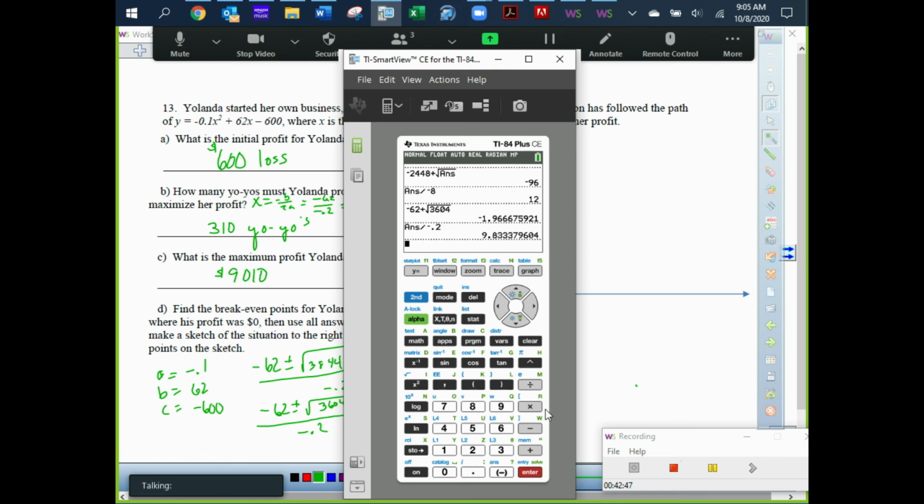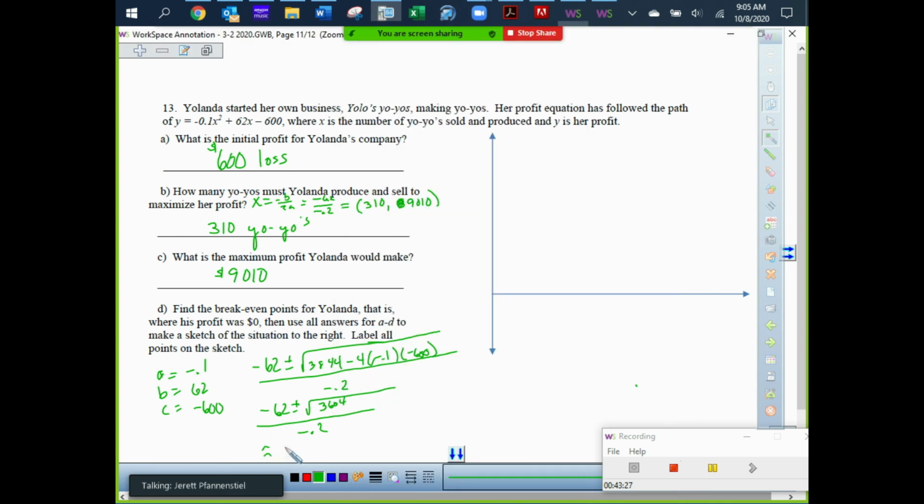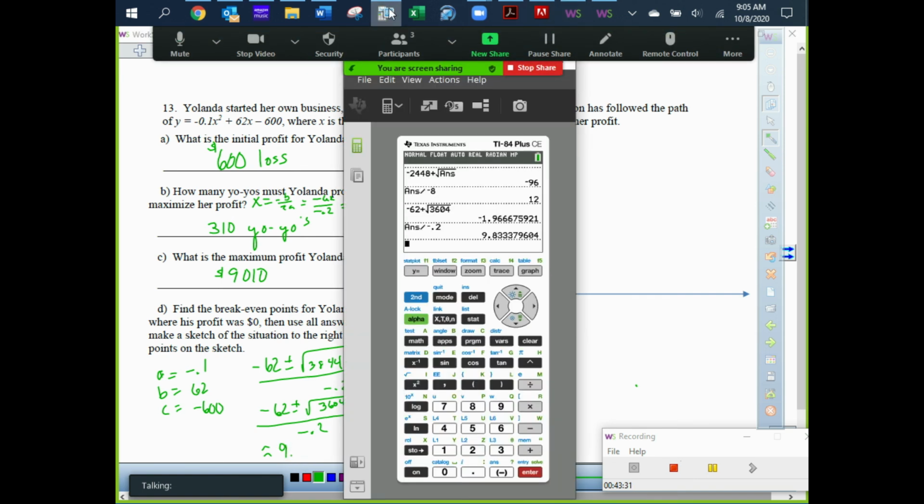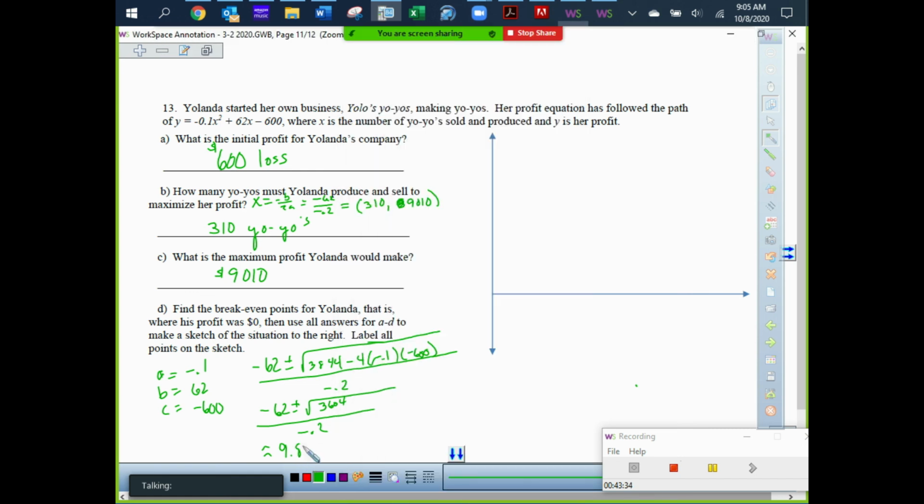That came out decimally. Did you guys get a decimal number also when you did that? It just means that the math wasn't so nice, but she's got to sell probably not 9 yo-yos, but 10 yo-yos to break even. You obviously aren't selling part of a yo-yo, but we'll say about 9.8. We'll do 2 decimals, I guess, that's what we have been doing. So we'll do about 9.83. Or the other one, I'll let you guys punch it in.